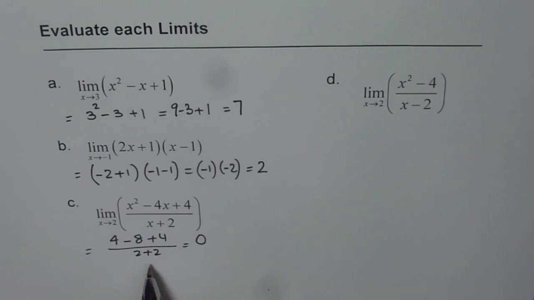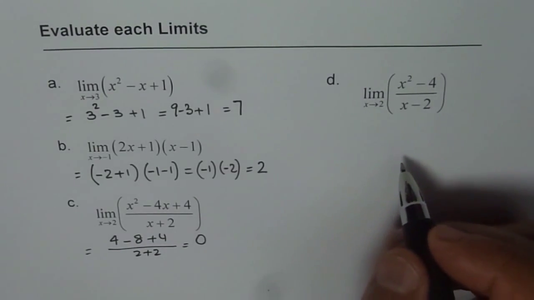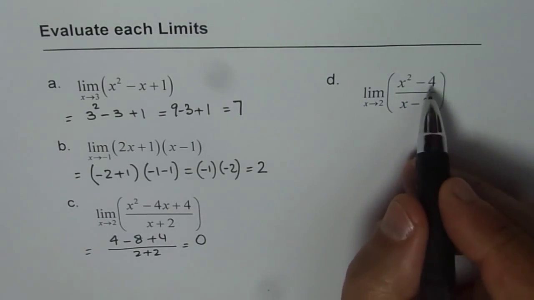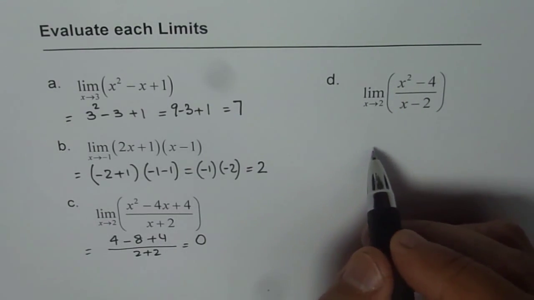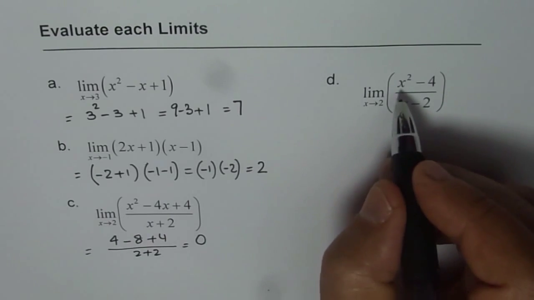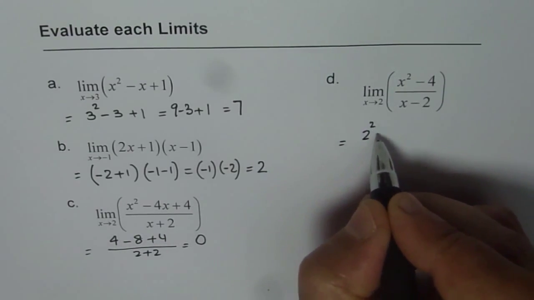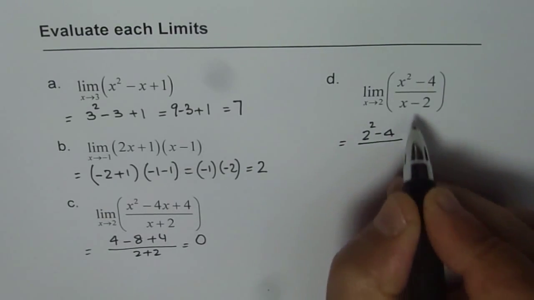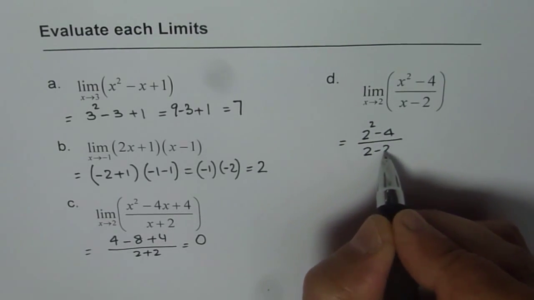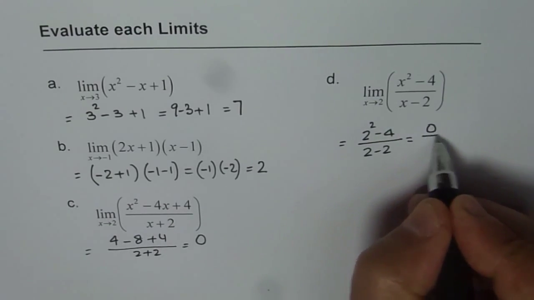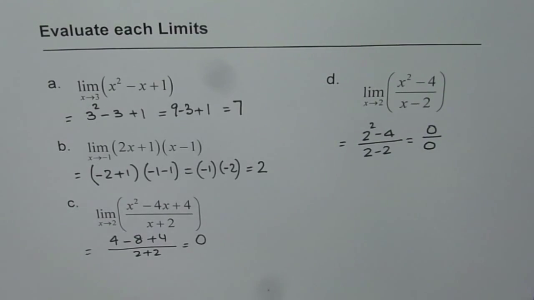Now let me follow these steps in the last example. The limit of x squared minus 4 divided by x minus 2 when x approaches 2. So if I substitute 2 here, then what do I get? I get 2 squared minus 4 divided by 2 minus 2. Now 2 squared is 4. 4 minus 4 is 0. 2 minus 2 is also 0.